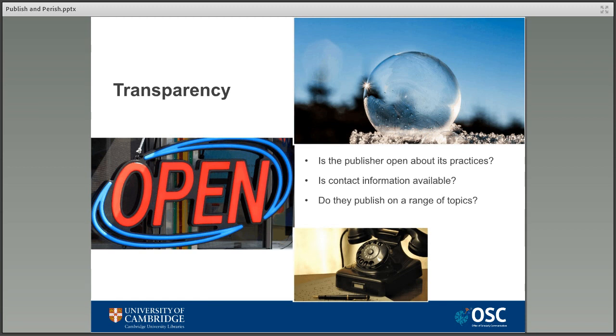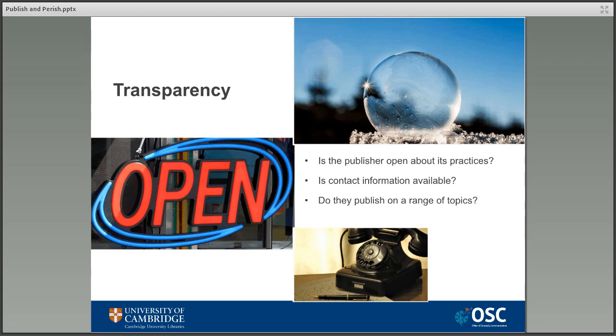Publishers should be open and transparent about their practices, both as a way to encourage new submissions and as part of protecting research integrity. This includes contact information, hopefully to an official-looking address, as well as an outline of how it operates, the topics it covers, and why these have been chosen.